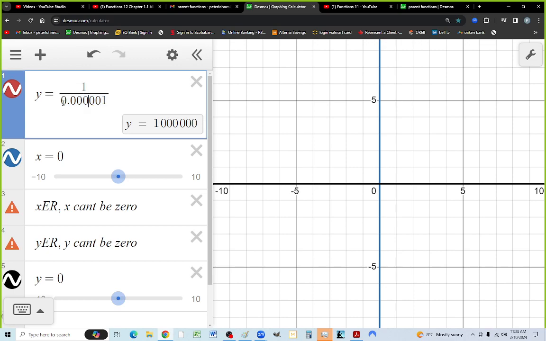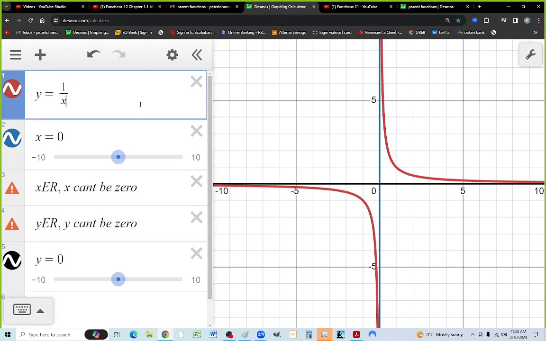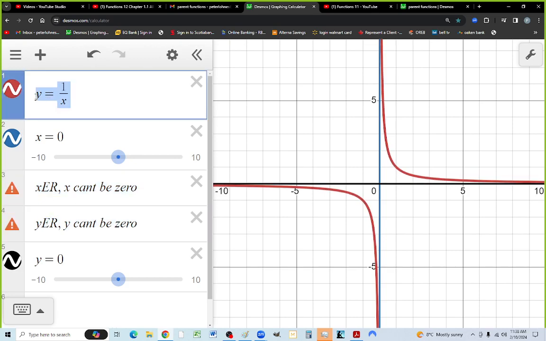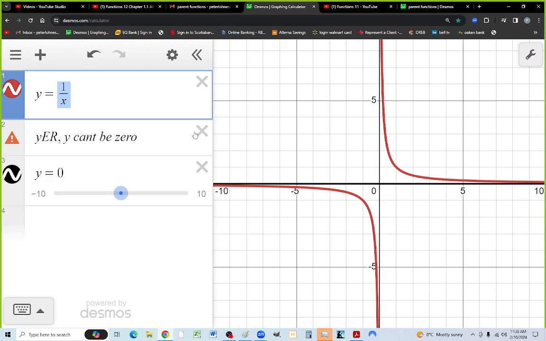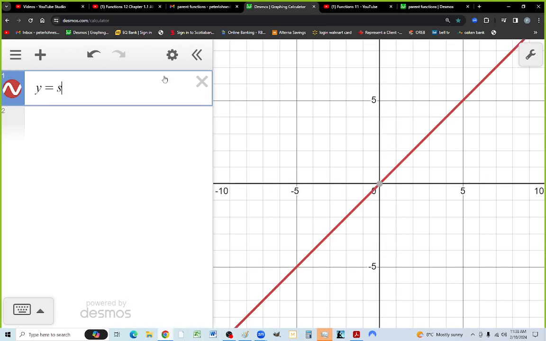If I put 1 over 1,000,000, y is very close to 0, but it's not ever getting there. See? It's a very small number. So that means there's no number for x I can put in that y is equal to 0. So x can't be 0 and y can't be 0 for a reciprocal function. And that makes sense when you understand you cannot divide by 0. And so as a result, there's no value of y that can become 0. Make sense? Yes. Let's look at the other one.